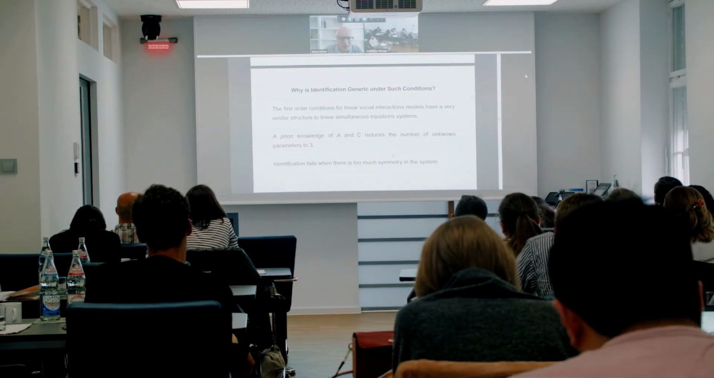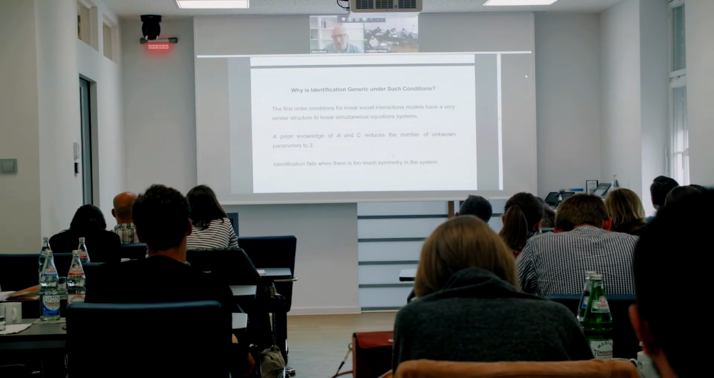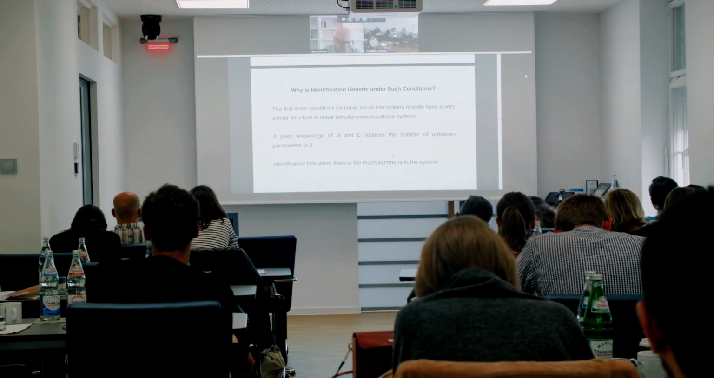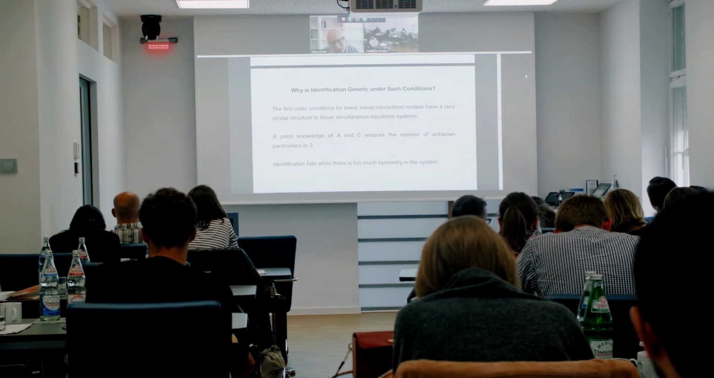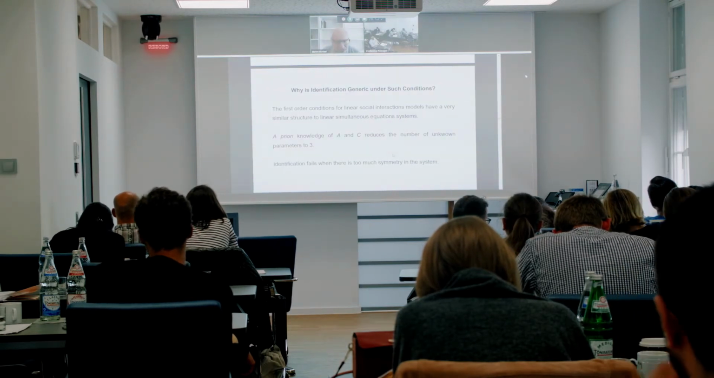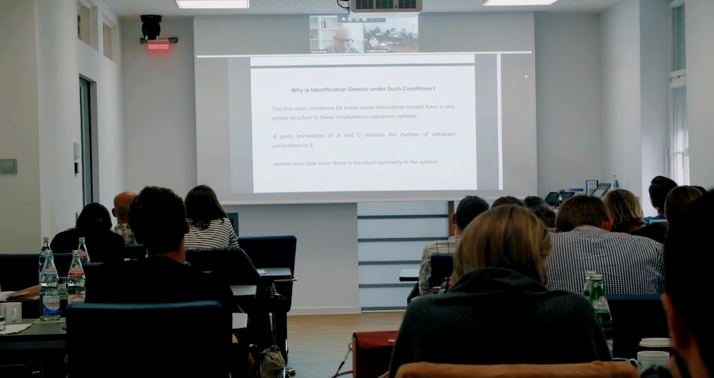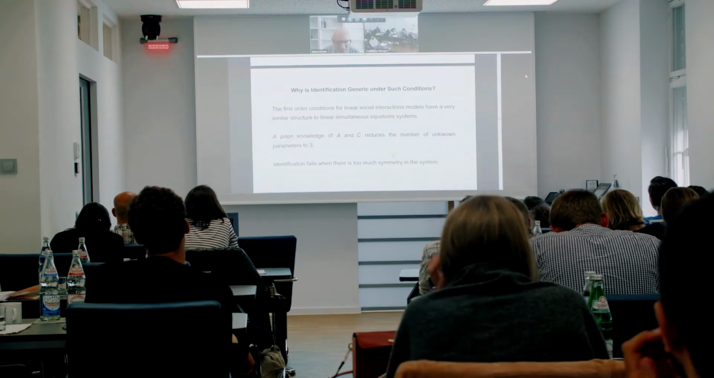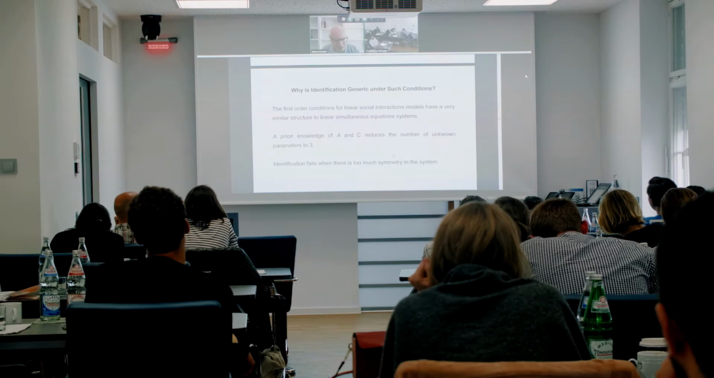So the point, for our purposes, is that the positive result is: if you can measure social structure, identification will generically hold. What's been called the reflection problem in the literature is actually a non-generic problem. It's a fluke, it's an accidental case, it's a fluke. So that's the good news for us.